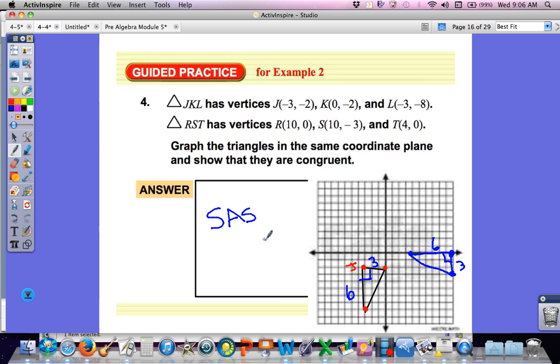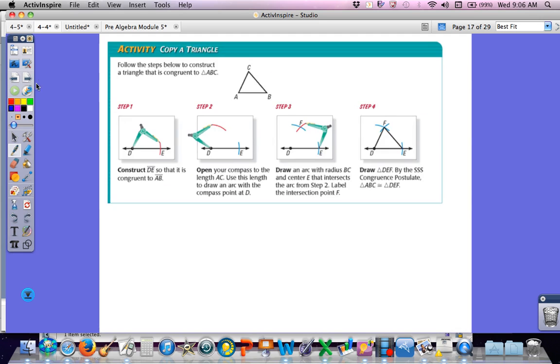There is also, spoiler alert, a postulate called hypotenuse, leg. So this is the leg. If we found the hypotenuse, we would find that these are congruent. That's coming up in the next lesson. Okay, so in class, we're going to do the construction to copy a triangle. You can read the steps and get a compass and try and do it.